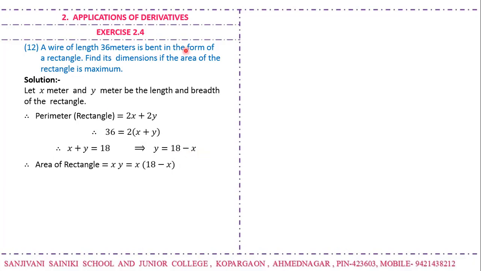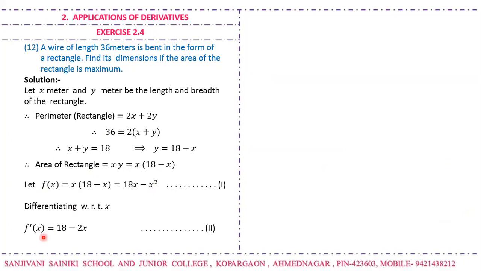Now, what is the formula to find the area of the rectangle? It is x into y. So length into breadth gives the area of the rectangle. So x into (18 minus x) is the area of the rectangle. Take multiplication, simplify it. This is our equation number 1. Now take the derivative of this function. The derivative is f dash of x is 18 minus 2x.